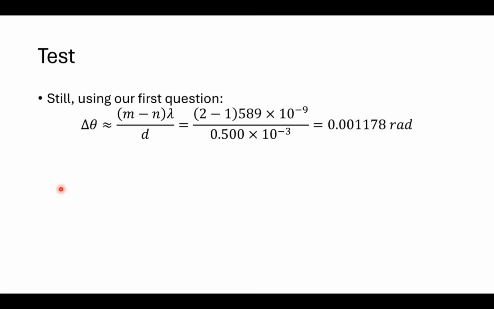And now we can test the formula we just derived. Our formula tells us the angular separation will be this, and using the values from our first question, it is the second order maximum minus the first order maximum, times the wavelength divided by the slit width, and this gives us this number of radians. But in a typical physics question, you need to give your answer in degrees. So how do you change from radians to degrees?